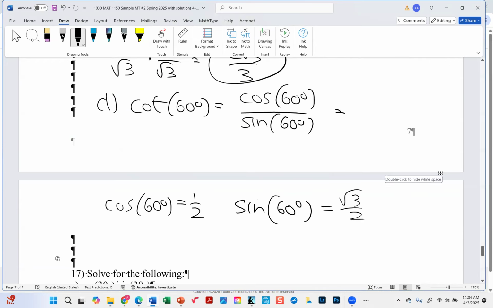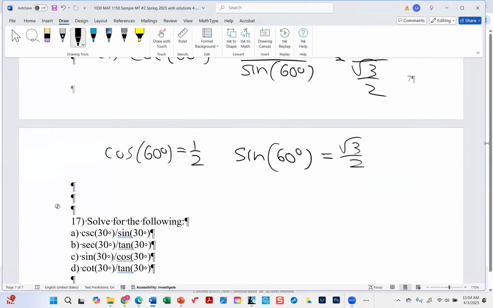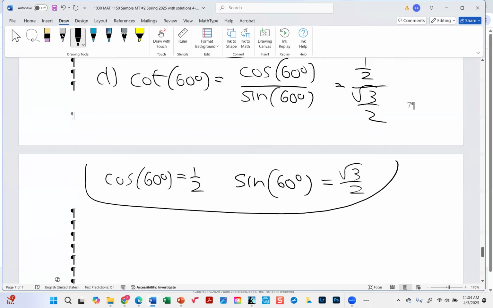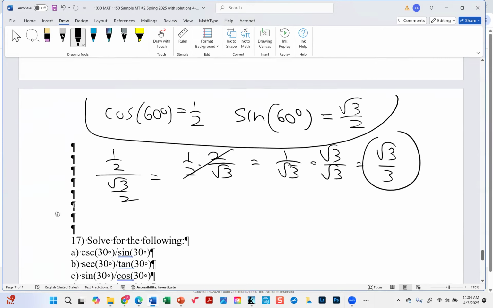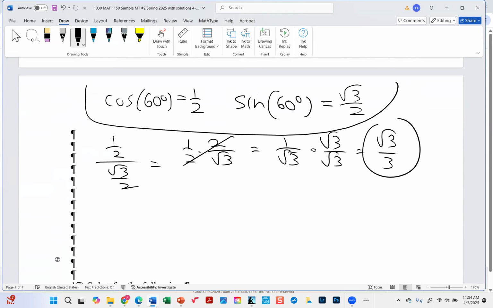All right. So then we just need the ratio 1/2 over radical 3 over 2. Let's move that down here. One over radical 3, but then we have to rationalize the denominator. We end up ultimately with radical 3 over 3. All right, beautiful. Let's see what E is.